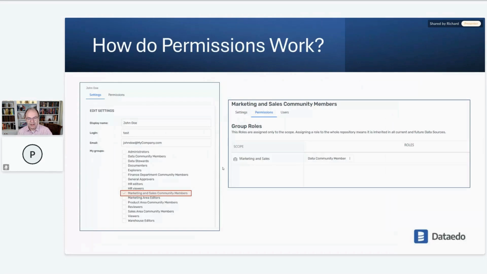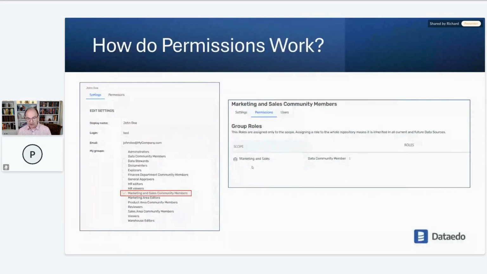Now, how do permissions work? This is set up by an administrator in Dataedo portal. The administrator will create the appropriate group. So here we have a marketing and sales community members group, which means that members of this group have the scope. They can see the marketing and sales business domain and all of the objects that are linked to it.